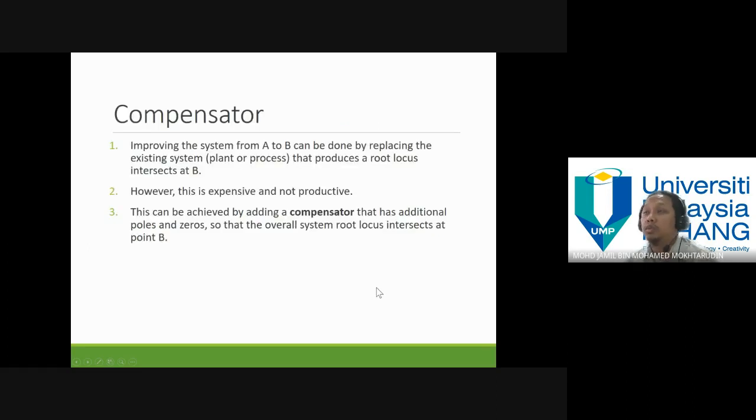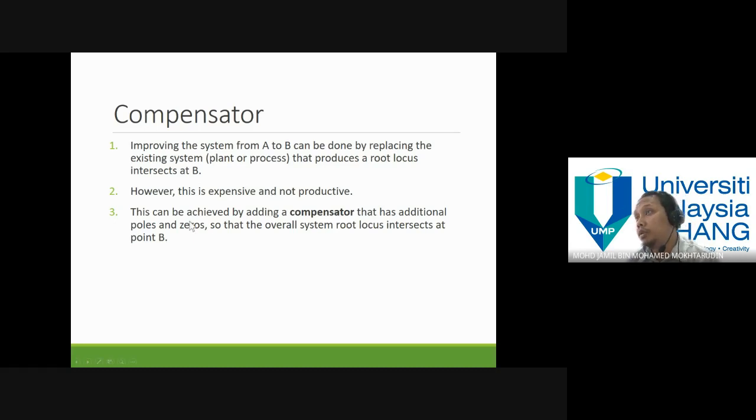So that's why we need to use a compensator. To improve the system from A to B, it can be done by replacing the existing system, which is the plant or process, with a new transfer function that has a root locus intersecting point B. But changing the plant is very expensive and not practical. Basically you change the overall system, like buying a new car, that's the concept.